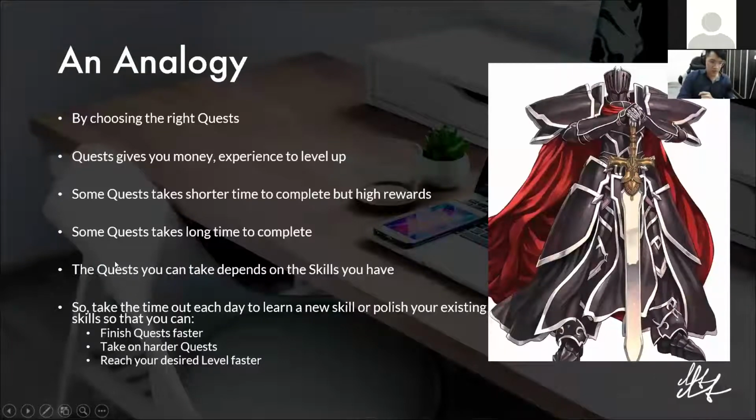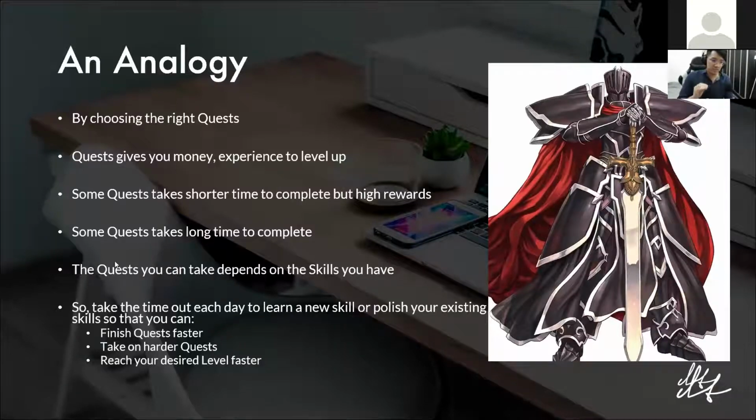However, whether you can take certain quests depends on the skills that you have. Some quests might need you to possess a certain level of healing skills, fire skills, ice skills, and so on. In real life, to take up certain jobs or projects, you need a portfolio. You need skills, a proven portfolio, and experience. Learn the right skills. You can learn photo editing, copywriting, programming. Just equip yourself with as many skills as you can.